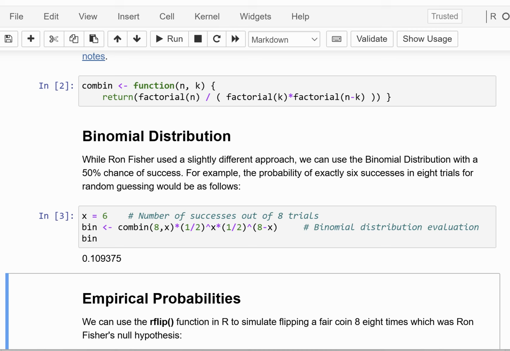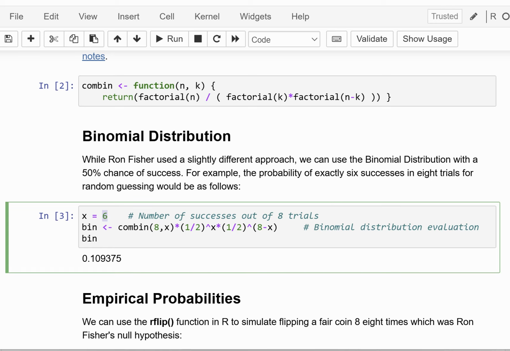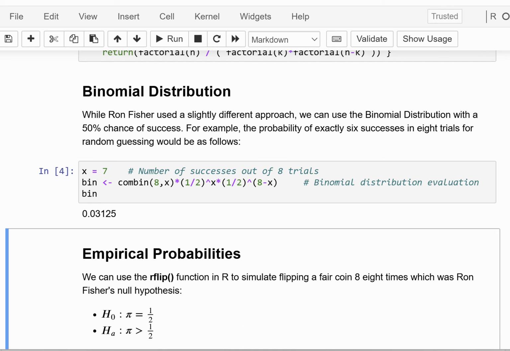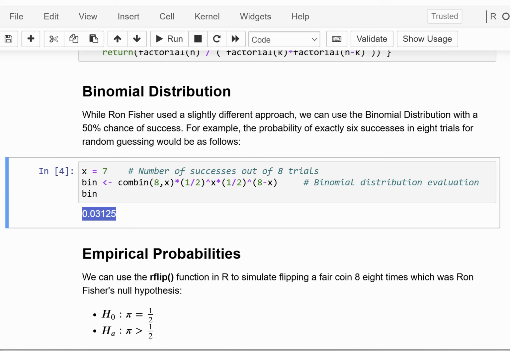And it turns out that there's about an 11% chance of getting 6 right if you're guessing at random, right? So that's the key here. We're assuming the null is true and just running the probabilities here. Okay, well, we have it set up now. We can just change the 6 and go to 7. Oh, and it turns out there's only a 3% chance, or 3 1/8% chance, of getting 7 right. Well, what about getting 8 right?